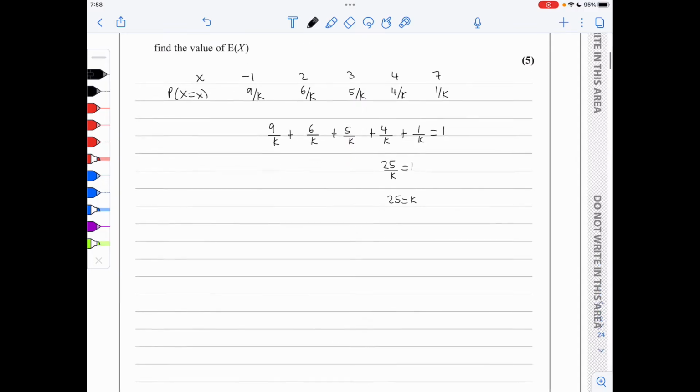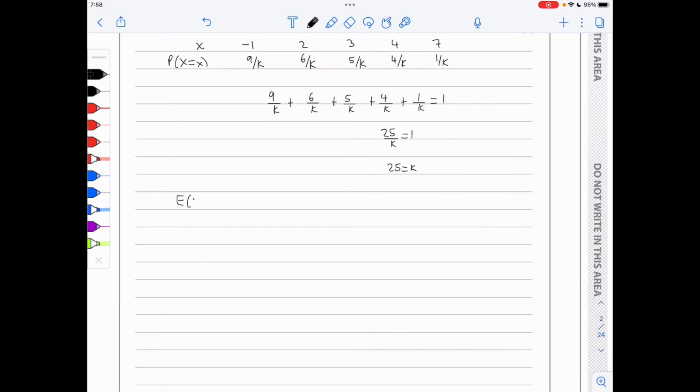Now to find the expectation of x, we know that we multiply each value of x with its associated probability. So it's going to be -1 times 9/k plus 2 times 6/k plus 3 times 5/k plus 4 times 4/k plus 7 times 1/k, which gives an answer of 41/k. So this is 41/25, the expectation of x.